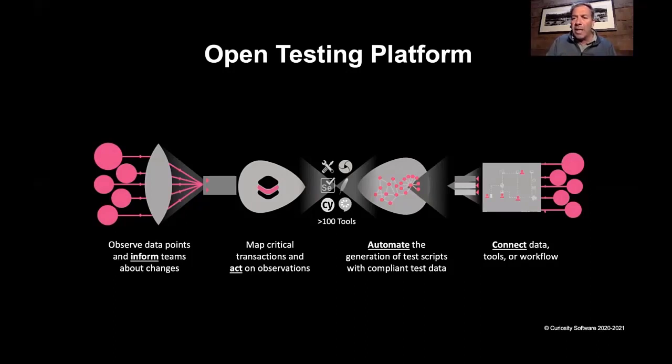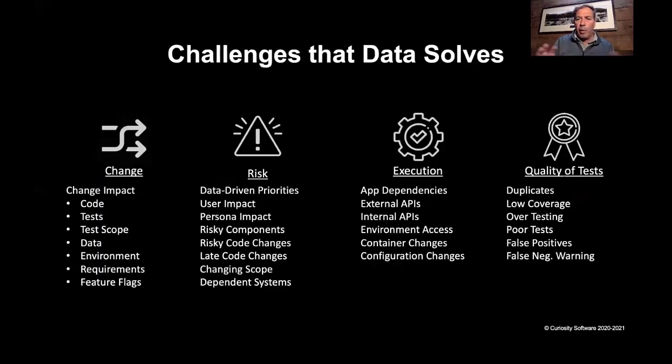But the most important thing about the open testing platform is connectivity. It's this idea of having an open framework that allows you to connect data, tools, and workflow. It's your path to the anti-vendor lock-in scenario, but it's also your path to freedom when it comes to leveraging and integrating data throughout your dev test infrastructure, giving the tester information to be extraordinarily productive at any point in the process. So what challenges would an open testing platform solve?